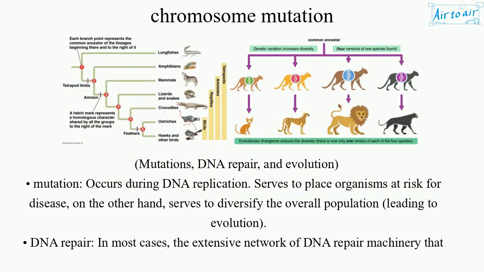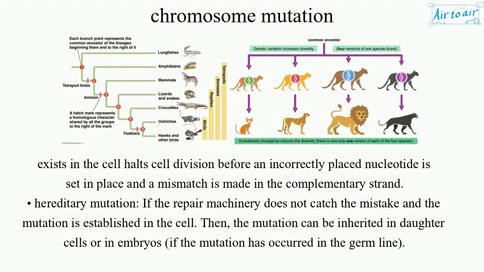Mutations, DNA repair, and evolution. Mutation occurs during DNA replication. It serves to place organisms at risk for disease, but on the other hand, it serves to diversify the overall population, leading to evolution. DNA repair: in most cases, the extensive network of DNA repair machinery that exists in the cell halts cell division before an incorrectly placed nucleotide is set in place and a mismatch is made in the complementary strand.